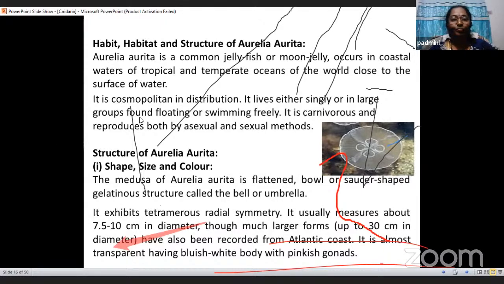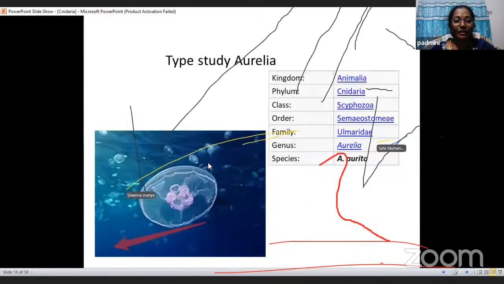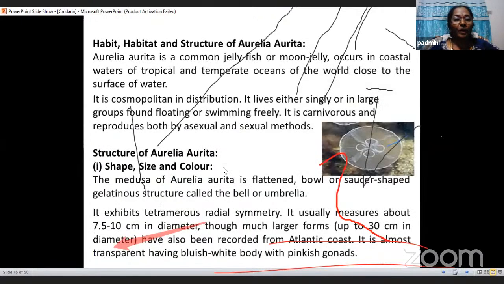Okay, where was I? Yeah, moon jelly. So they resemble a moon over here, so that's why it's called a moon jelly. And they are present in the tropical and temperate oceans of the world, close to the surface of the water. That is why you can see them swimming in front of the water over there, right? So it is cosmopolitan in distribution. You can find them everywhere, living either singly or in large groups, floating or swimming freely. They are carnivorous. They eat any small animals that come their way.